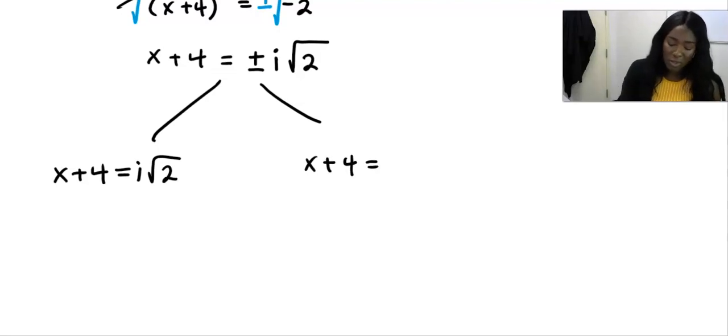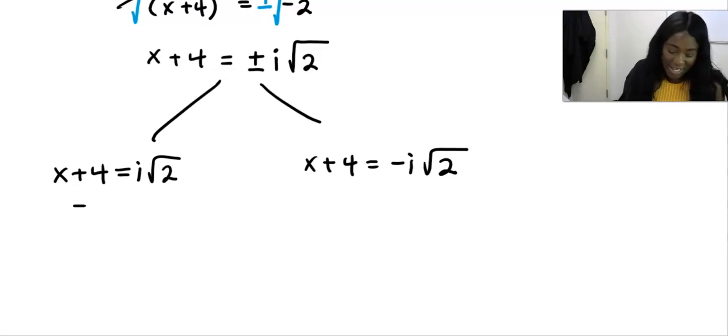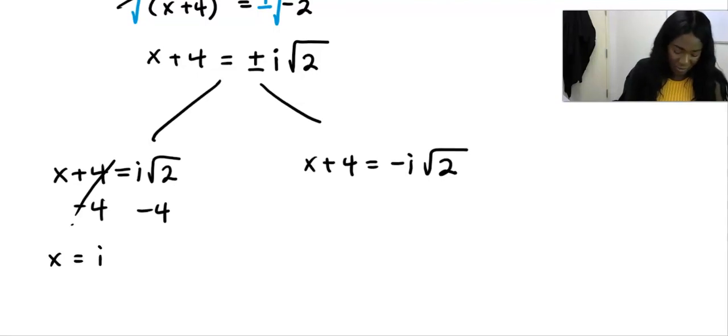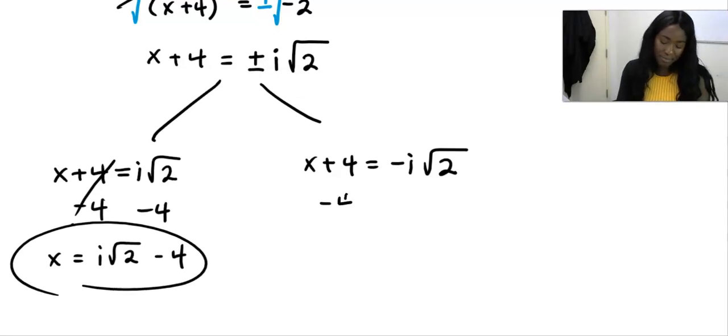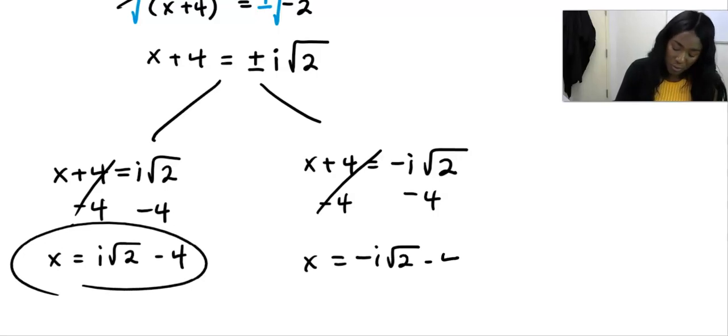Now I'll write the equation with the minus. And we'll go on and solve both of these equations by subtracting 4 from both sides. So minus 4, we get x is equal to i root 2 minus 4. That's one of our solutions. Minus 4 again, we get x is equal to negative i root 2 minus 4.